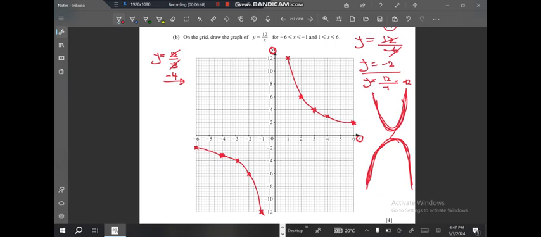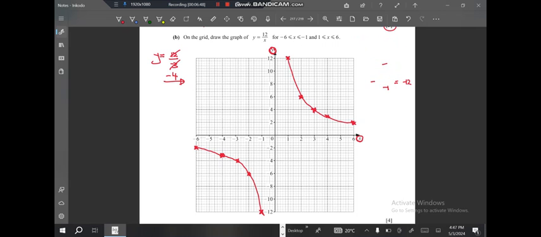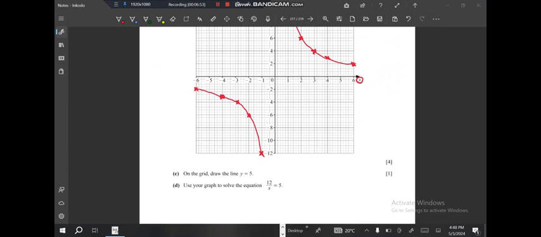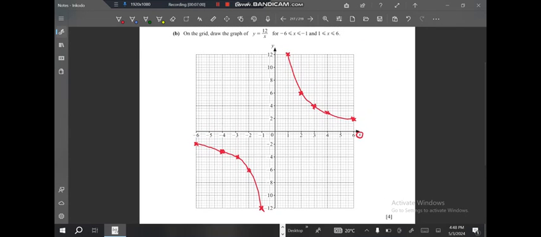Okay? But this one, the graph is different. Right. Moving on to the next question. On the grid, draw the line y equal to 5. Y equal to 5 is between 4 and 6. So how many boxes do we have? 1, 2, 3, 4, 5. So it's somewhere here.